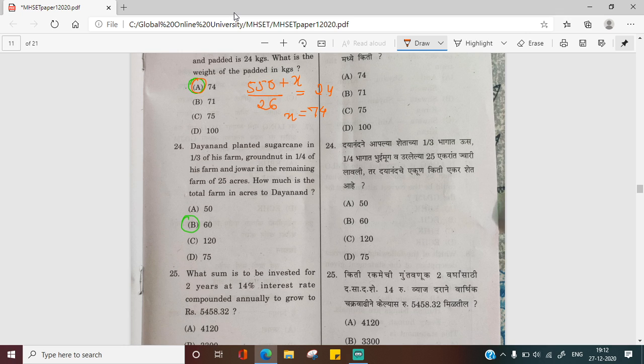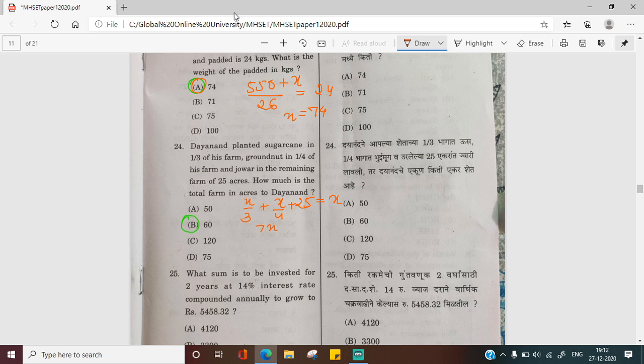Dayanand planted sugarcane in one third of his farm, groundnut in one fourth of his farm, and jowar in the remaining farm of 25 acres. How much is the total farm in acres? You have to assume that the size of his farm is x. So x upon 3 for sugarcane, plus x upon 4 for groundnut, plus 25, is going to be x. This is one equation that you have to solve.